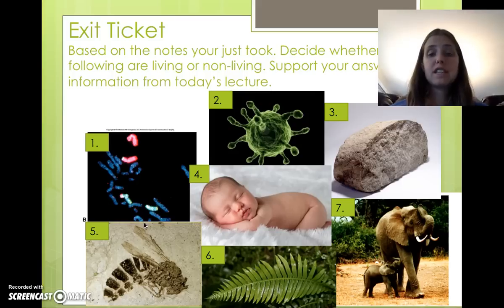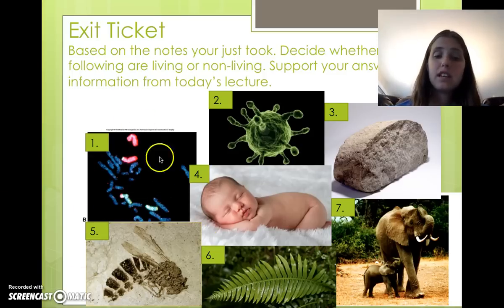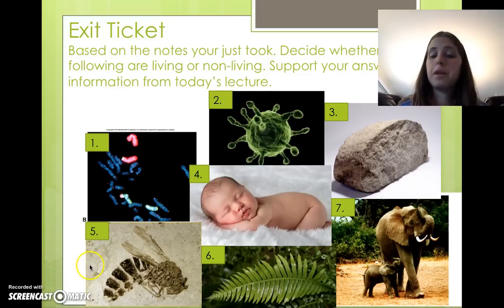Okay, so let's revisit that list you had at the beginning of class, and I'd like you to figure out, what do you think? Are they living or not living? So this right here is bacteria. This right here is a virus, a rock, a baby, a fossil of a bee, a fern, and an elephant.